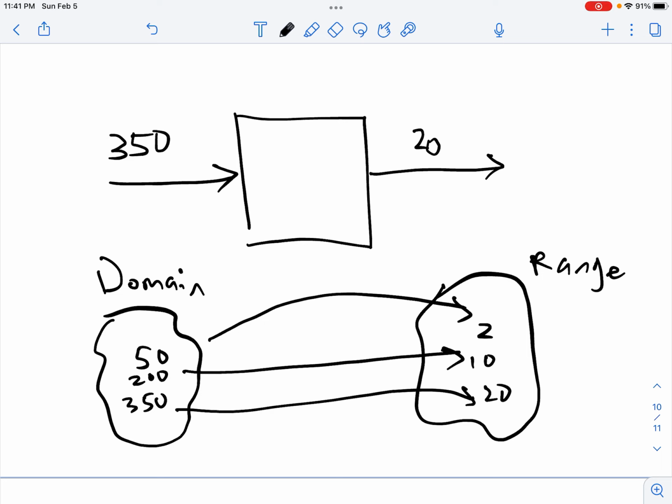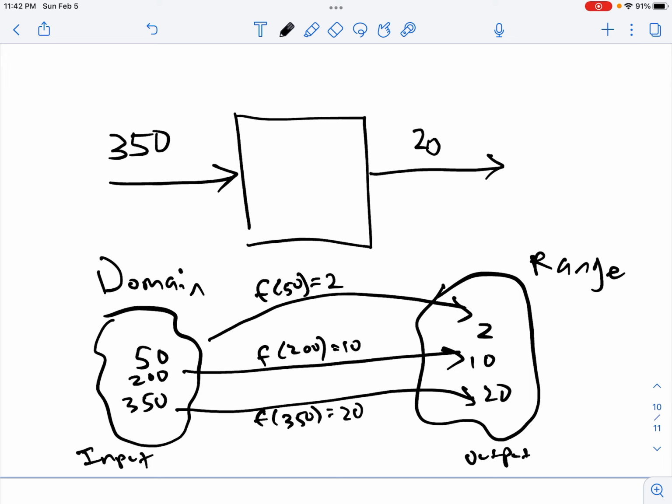Now one way we can say this is f of 50 equals 2. Or, the other way around, f of 200 equals 10, and f of 350 equals 20. So your domain is your input, your range is your output.